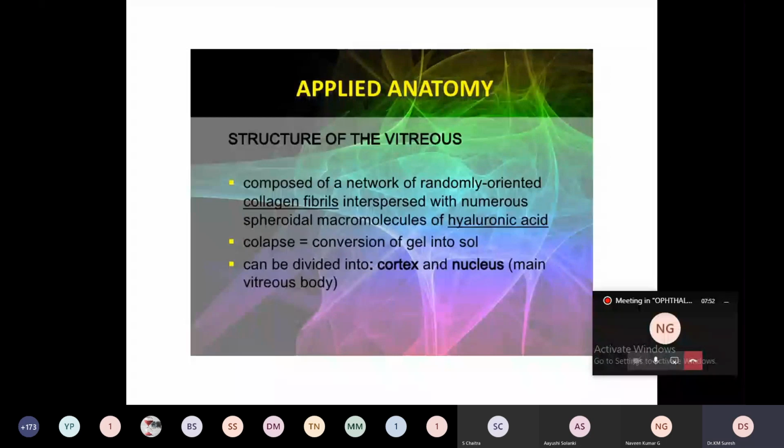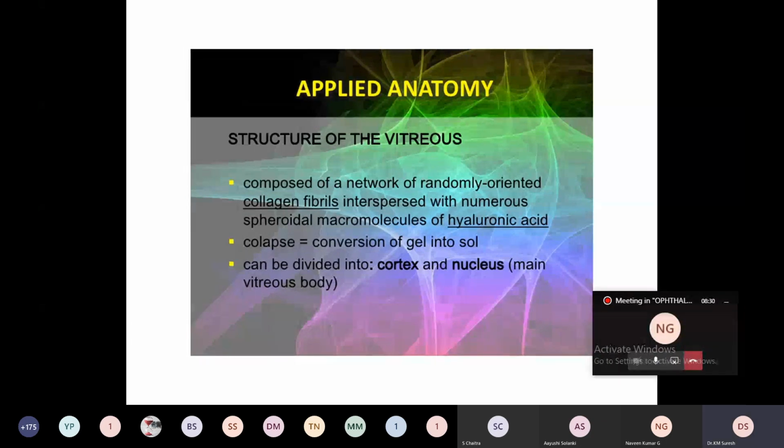Coming to the structure of the vitreous, it is composed of a network of randomly oriented collagen fibrils interspersed with numerous spheroidal macromolecules of hyaluronic acid. So it is basically collagen fibrils with hyaluronic acid with glycosaminoglycans. Whenever the vitreous liquefies, it is known as vitreous collapse. The conversion of gel into solution is referred to as collapse of vitreous.